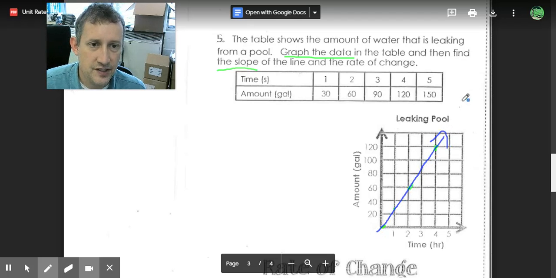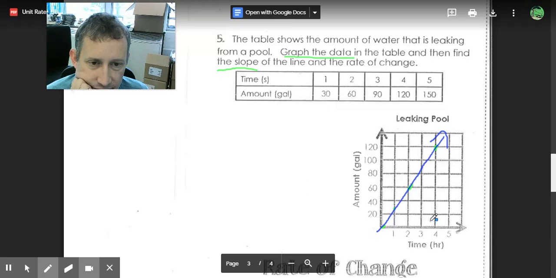And then put a little arrow at the end because it keeps going forever. Rate of change. We can pick any of these. You're going to find the rate of change is 30. Rise is 30. Run is 1. 30 over 1. Okay?